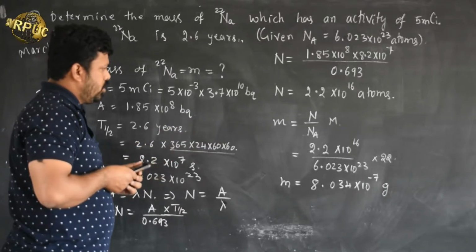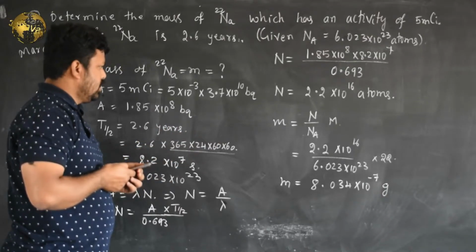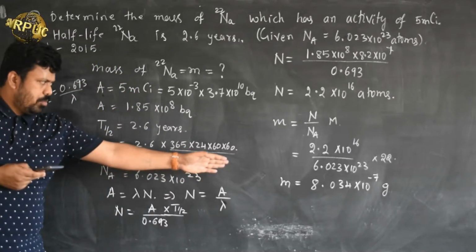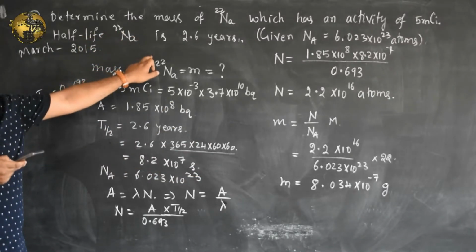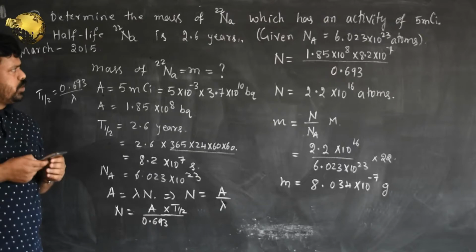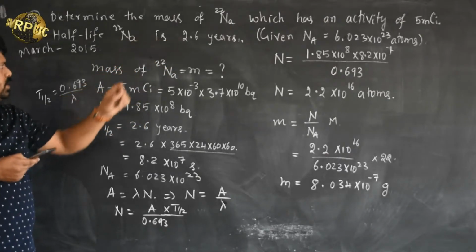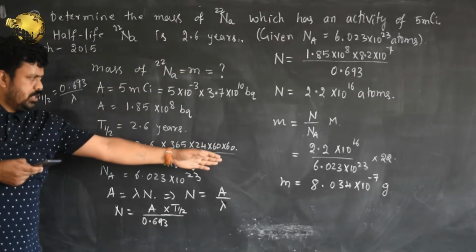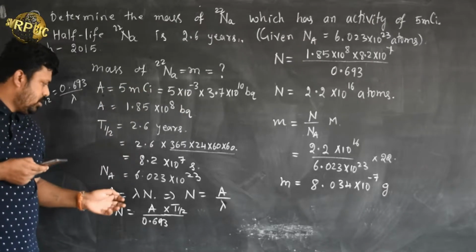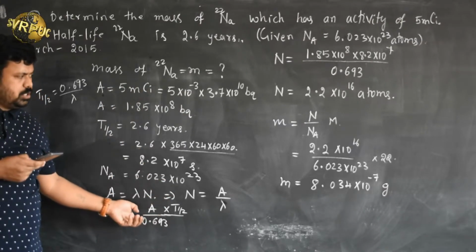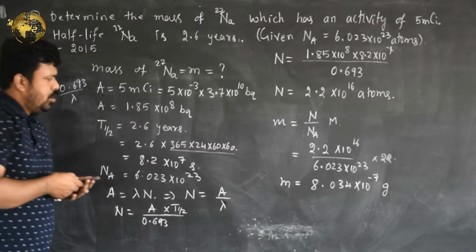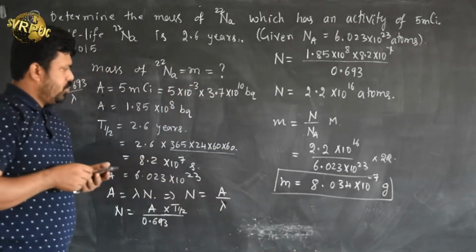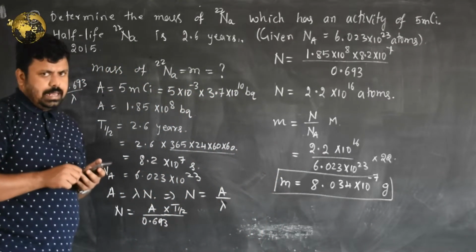And you can also convert into micrograms like that. So let's finish with this one. We have calculated the mass, that's what they are asking for: determine the mass of sodium 22, which has an activity. So activity is given, half-life is given, Avogadro number is given, and they are asking us to calculate the mass. Using the data and using different equations, finding out the relationship between them, we calculated the mass of the given sample, and it is coming out to be 8.034 into 10 to the power minus 7 grams.